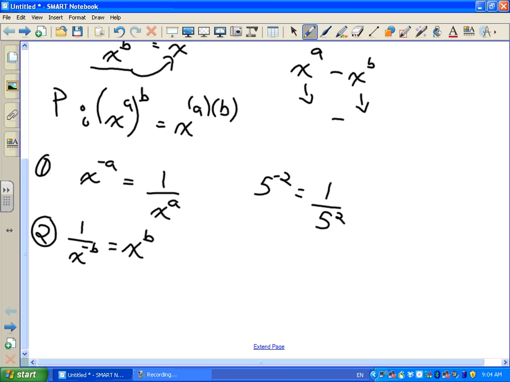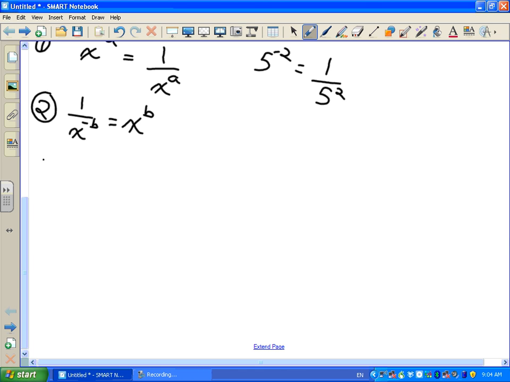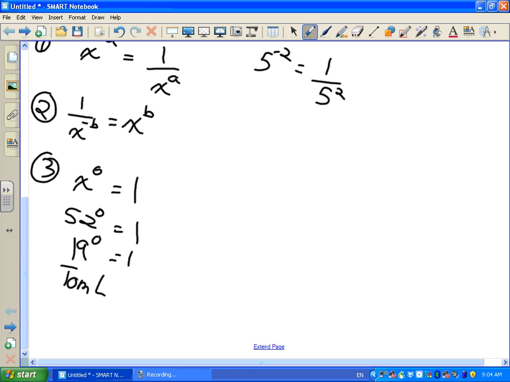One other rule. You can tell me what x to the power of 0 equals. Anything to the power of 0 equals 1. Anything. 52 to the power of 0. 1. You want me to keep going? You got 2 more? Okay. 19 to the power of 0. 1. Tom L to the power of 0. 1. Got it? Does that make sense? That was the other rule we went through. Anything to the power of 0, 1.